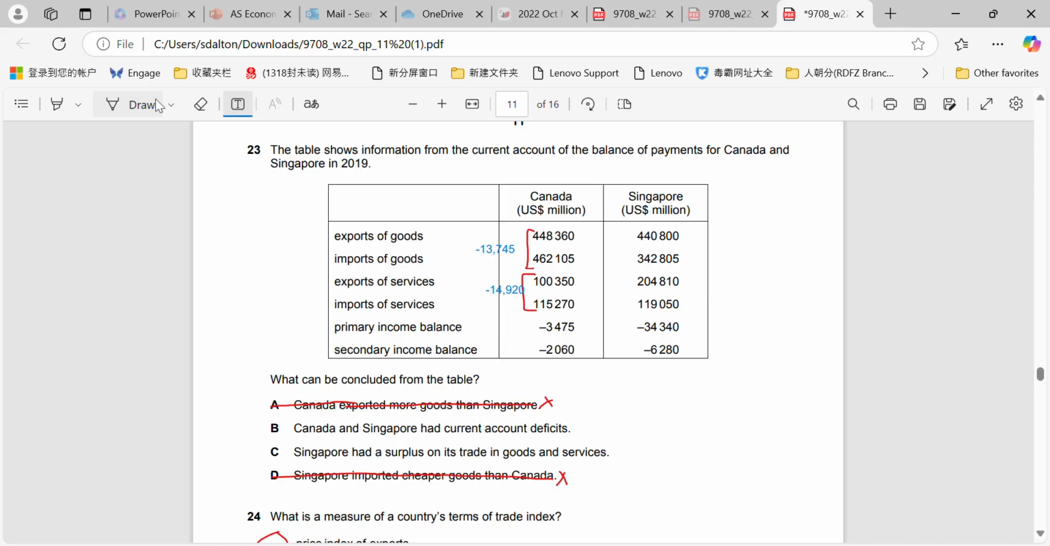For Singapore, if we do a quick calculation, I'll just do approximate amounts here. I don't want to have to spend the time to calculate it all. So let's say approximately 108 positive. Approximately for their services, 85 positive. And we can see that Singapore will actually have a surplus, right? So B will have to be incorrect. Singapore had a surplus on its trade in goods and services. Yeah, that is true, because even from the approximate amounts, their total surplus on the trade in goods and services would be around 200k, 108 plus 85 approximately. So definitely into the surplus.